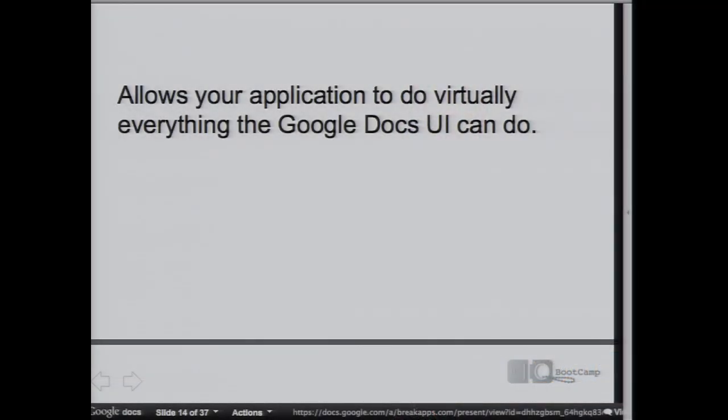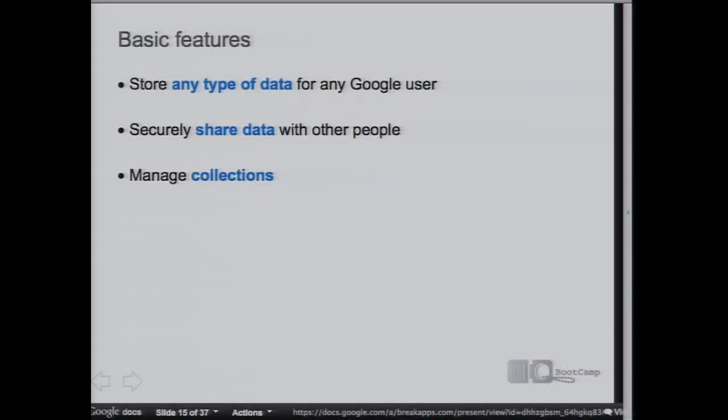So the Documents List API allows your application to do pretty much anything you can do in the Google Docs UI. So you can upload files, you can download files, you can star items, move items between collections, create collections, all of this stuff. So really, the API allows your applications to act as if they were a user in the UI. Some of the basic features: you can store any type of data. This is new. Previously, you could not store any type of data with the API. So now you can store any type of data. You can also securely share data.